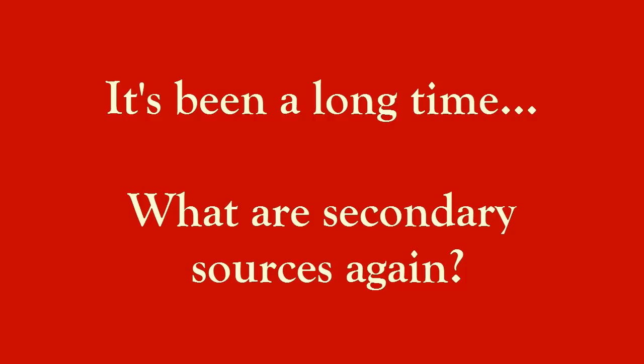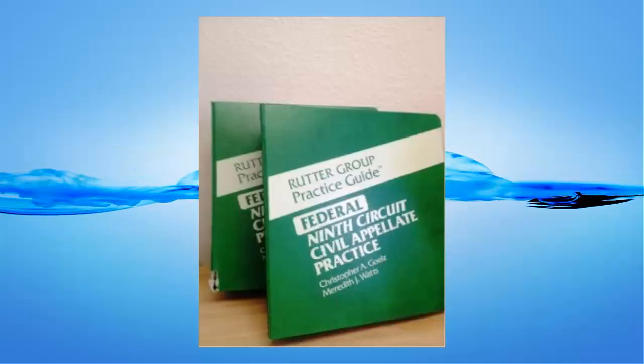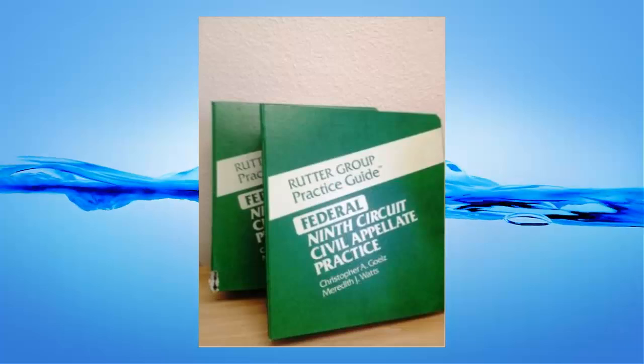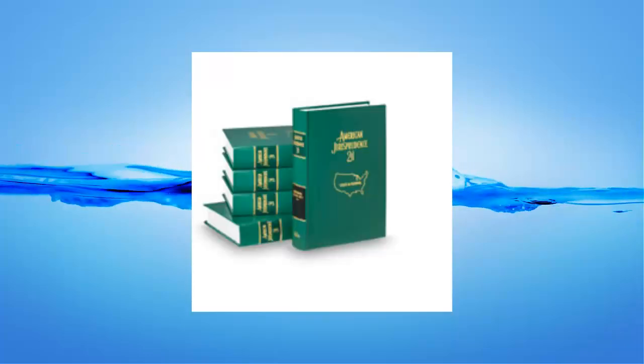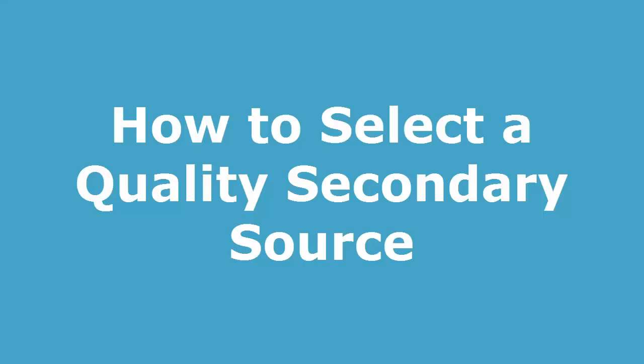Remember that secondary sources are any form of publication that describe the law but are not actually the law. Examples include California Jurisprudence, Rutter Group California Practice Guides, American Jurisprudence, and named treatises such as Corbin on Contracts. Now let's talk about how to select a good secondary source.